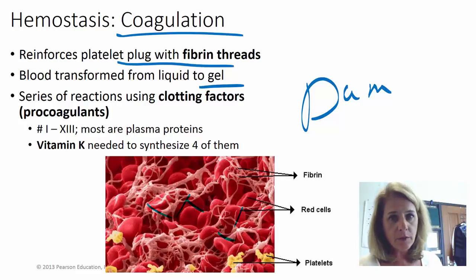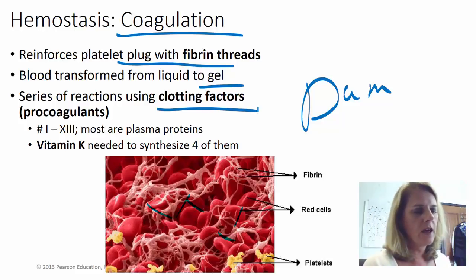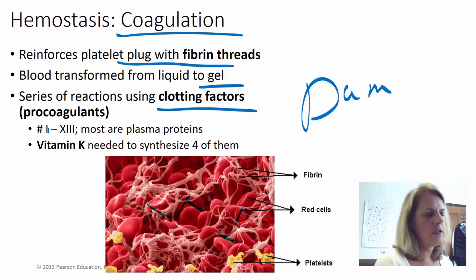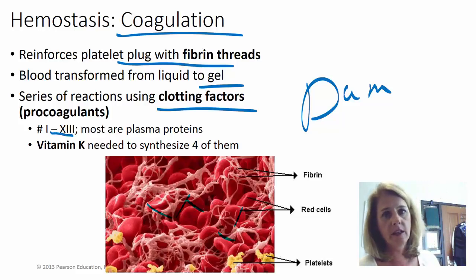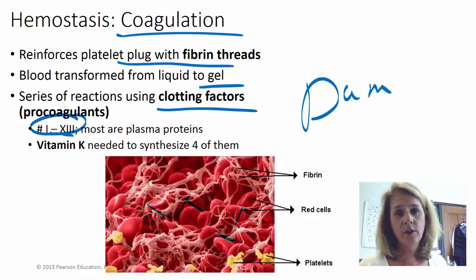Now, for this fibrin to occur, that's a cascade, and we're going to talk about all the steps that are required to actually get the formation of fibrin and the formation of this net that makes the dam. And it takes a series of reactions called procoagulants or clotting factors. And there are 1 through 13 of these clotting factors. These are your Roman numerals. You probably had that when you did cranial nerve, so that should be reviewed, or remember how to do your Roman numerals. And most of these are plasma proteins.